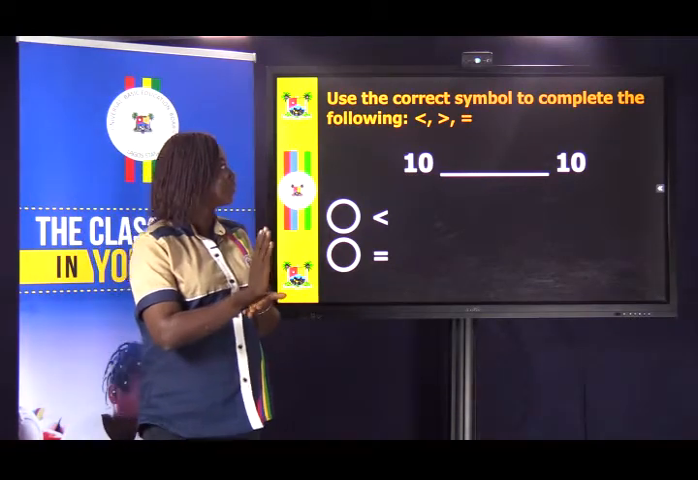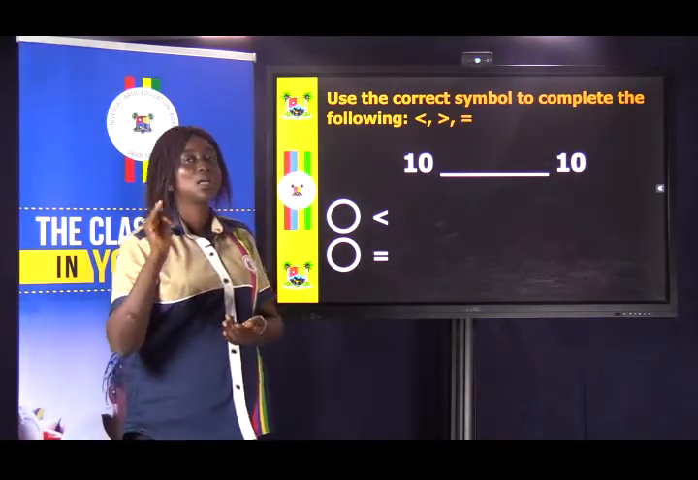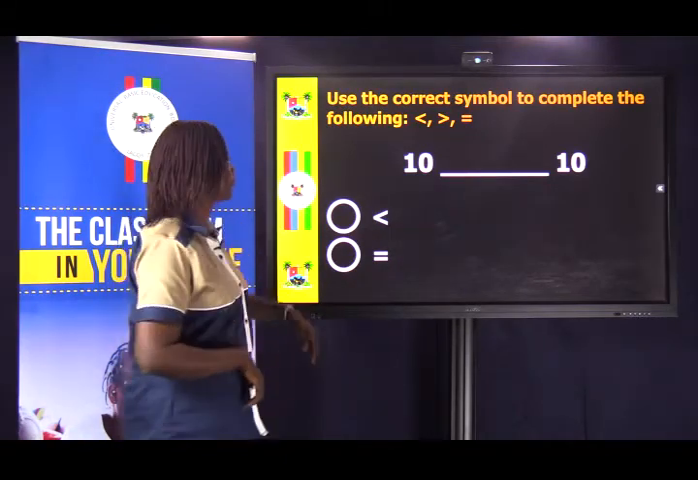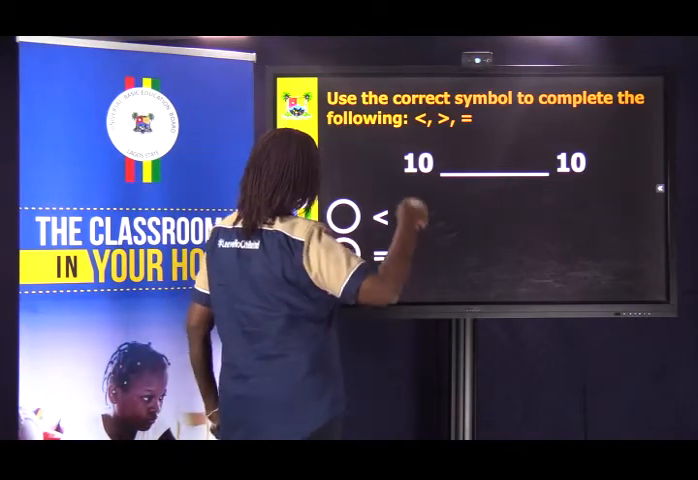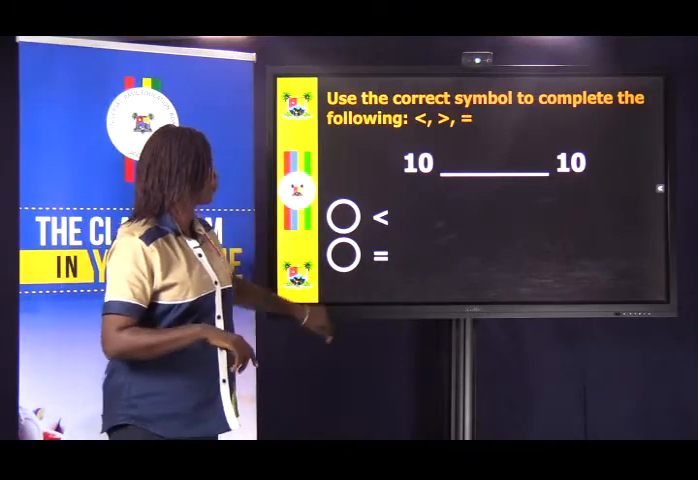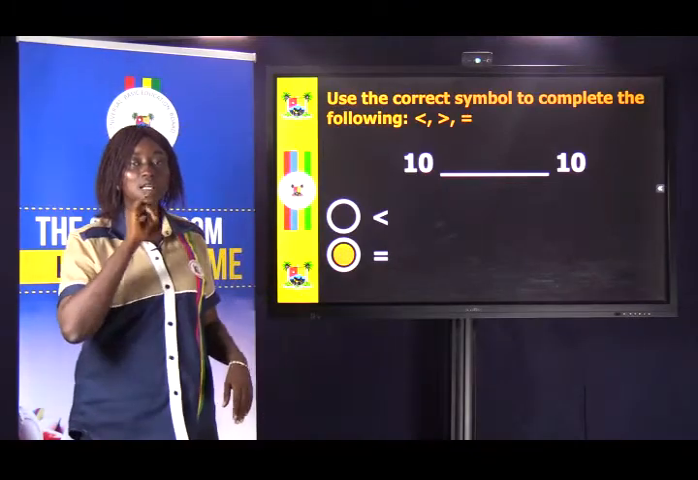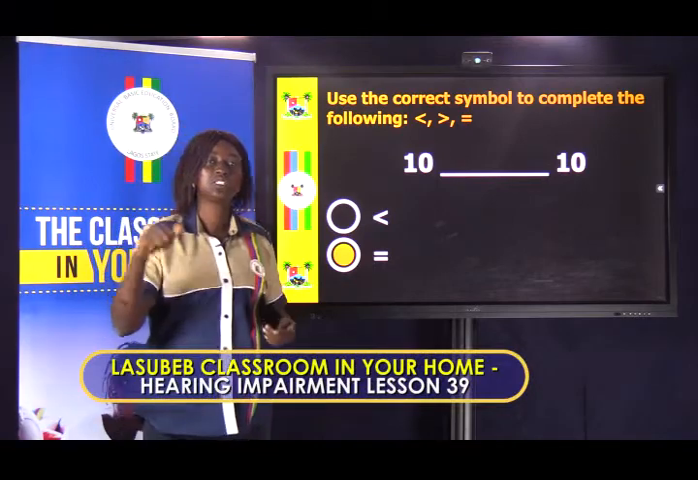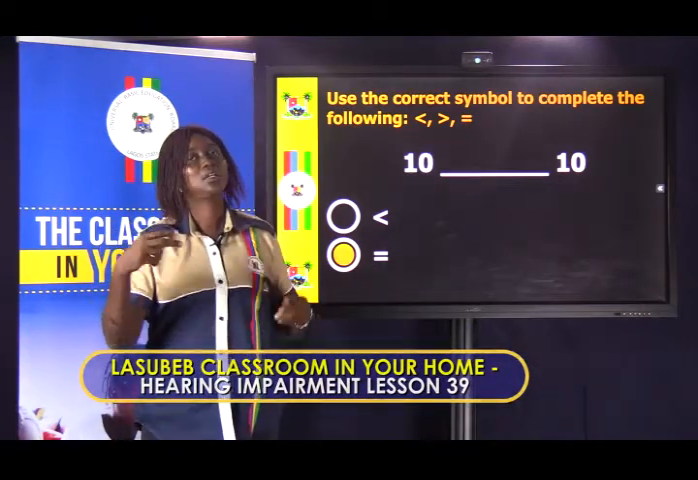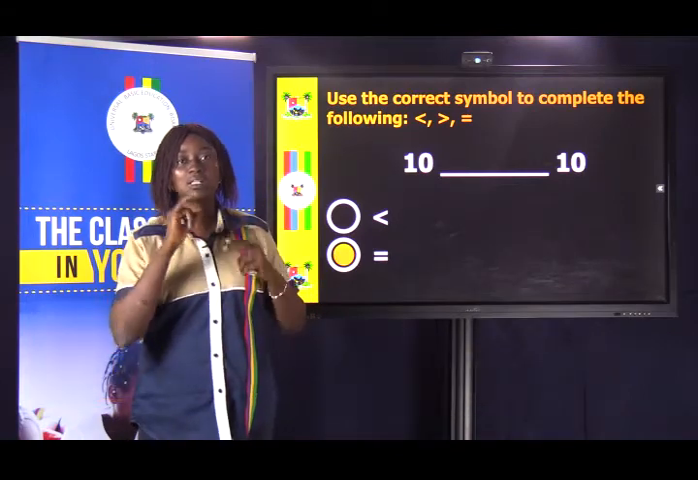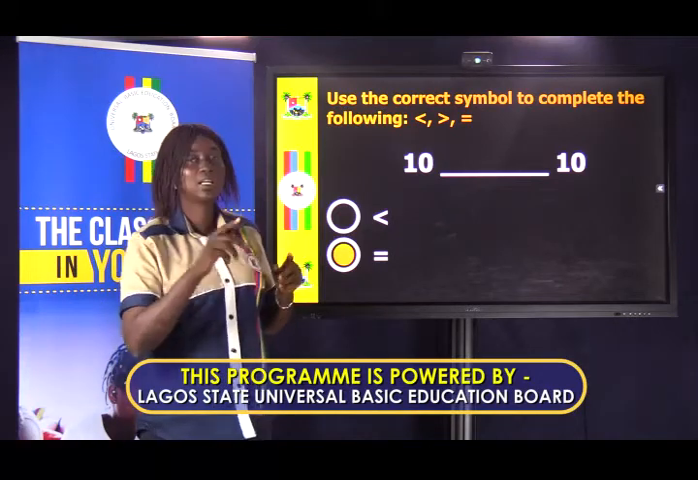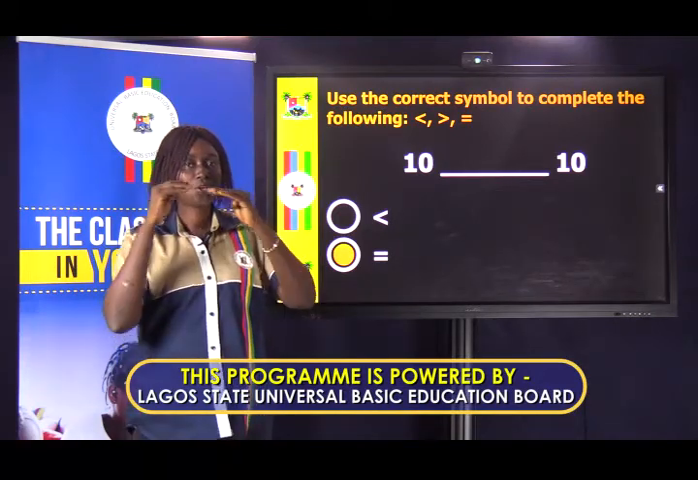Use the correct symbol to complete the following. Less than, greater than, equals to. The answer is equal to. 10 is equal to 10. 10 and 10 is the same value. So the answer is equals to.